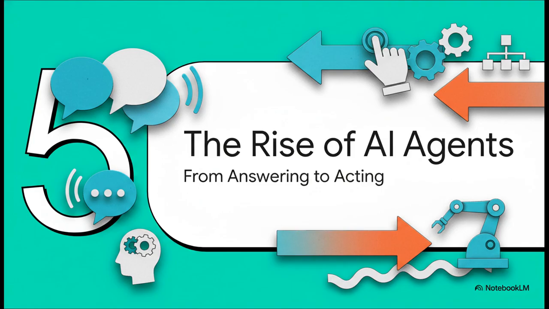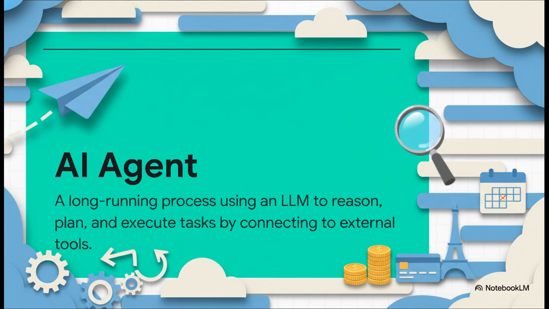All right, now let's make a big leap. Let's move from models that just talk to systems that can actually do things. This is the evolution from just giving you information to autonomously taking action. And that brings us to AI agents. An agent is so much more than a chatbot. It's an autonomous process that can automate entire workflows.